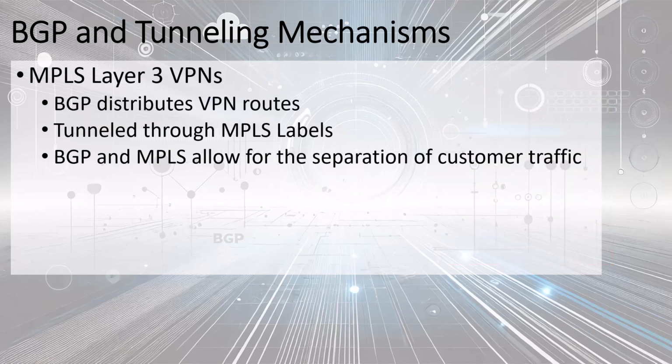Now, MPLS Layer 3 VPNs use BGP to distribute VPN routes. The data itself is tunneled through the network using MPLS labels. The combination of BGP and MPLS enables the separation of customer traffic, which essentially hides the customer IPs, and allows complex routing policies to be simplified at the customer edge. Now, in scenarios where MPLS and BGP are applied, BGP distributes VPN routes using the route distinguisher and the route target mechanisms, which ensure separation between different VPNs.